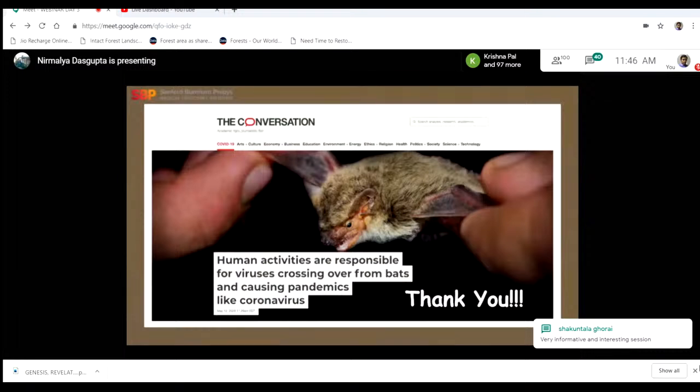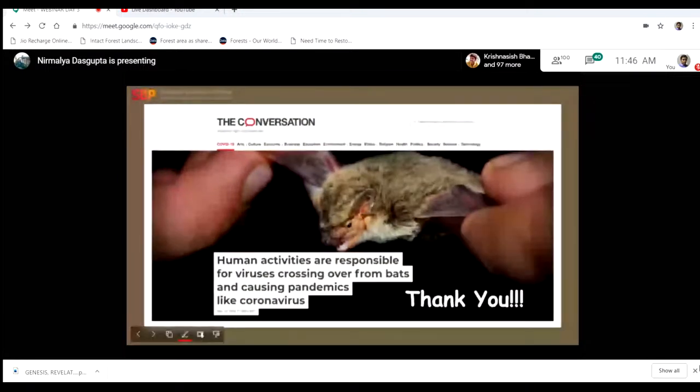Before, I think I started very fast. It should not be like that. Human activities are actually responsible for viruses crossing over from bats and causing pandemics like coronavirus.